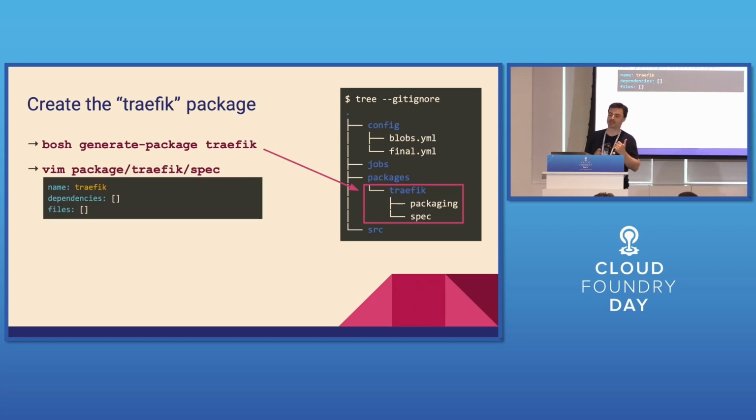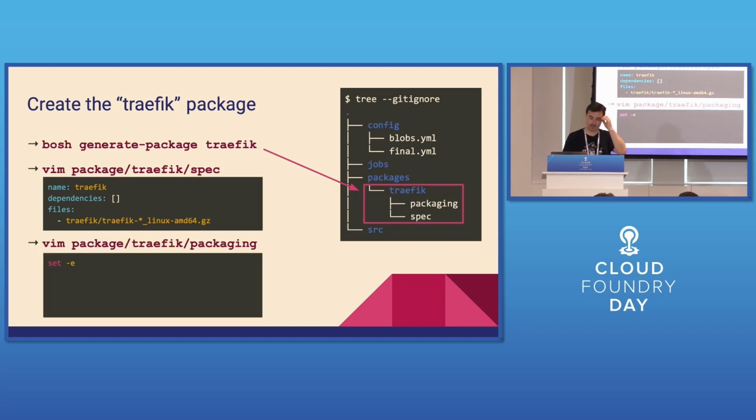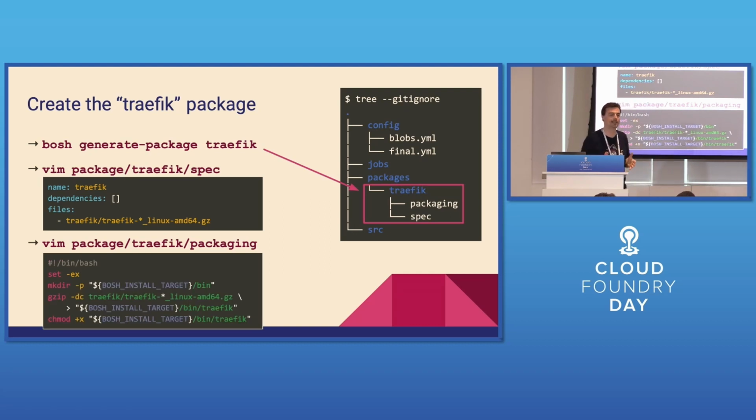Then we edit the spec, and we find such content in the file with the name of the package. We just say that we have one file we care about, which is the blob which we have just declared and added to the BOSH release. We also edit the packaging script. The packaging script is at first an empty script with just that, and we modify it to get this.